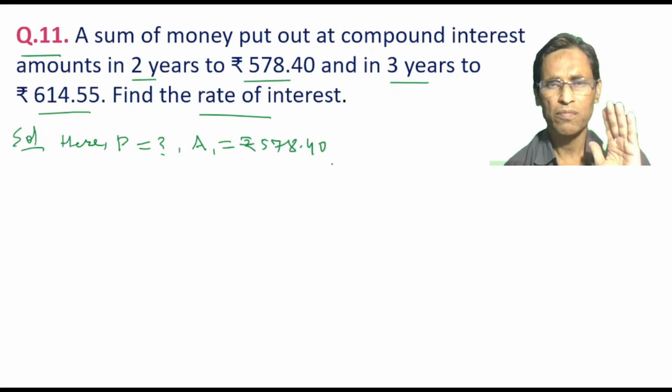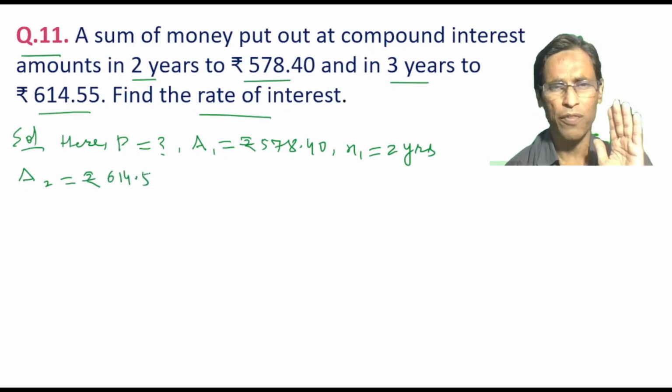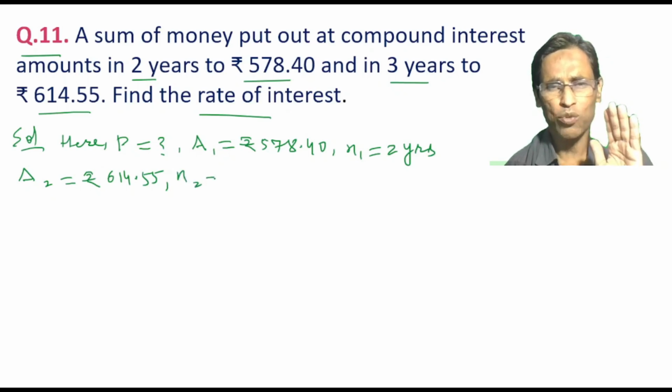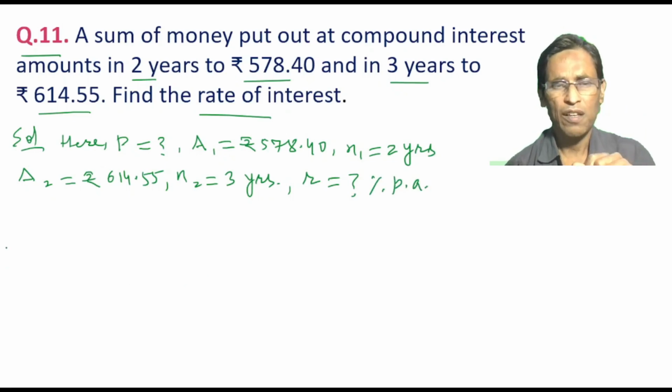578.40 and time period N1 is 2 years and amount 2, A2, is rupees 614.55 and time period for this, N2, is 3 years. What about the rate of interest? Rate of interest is unavailable and so it is to be found. परसेंट पर एनम में ये फाइंड आउट किया जाएगा. So now we proceed by taking the formula for amount.